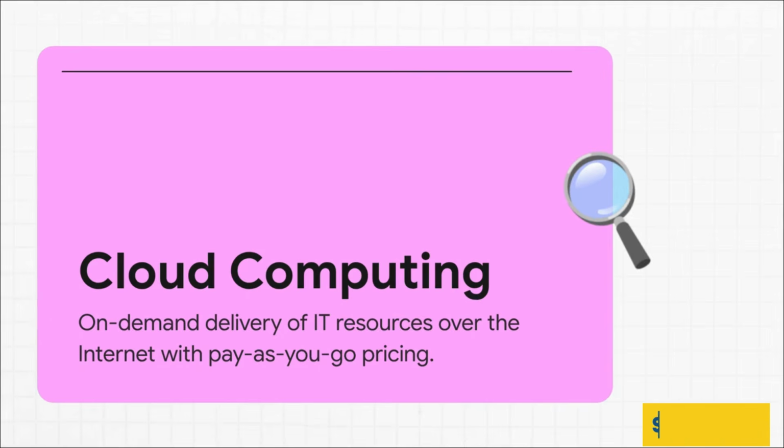Instead of going out and buying your own expensive physical servers and all the stuff that goes with them, you just rent them. You access all the IT resources you need, computing power, storage, databases, right over the internet from a provider like AWS. And the best part? It's pay as you go. You only pay for what you actually use, kind of like your electric bill.